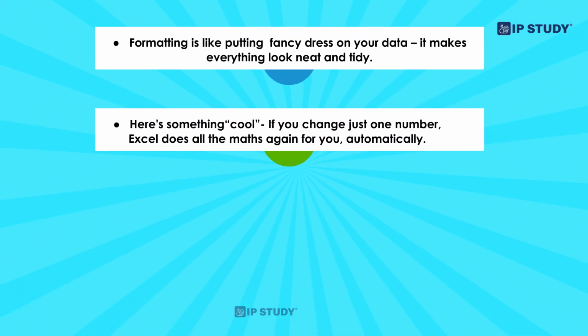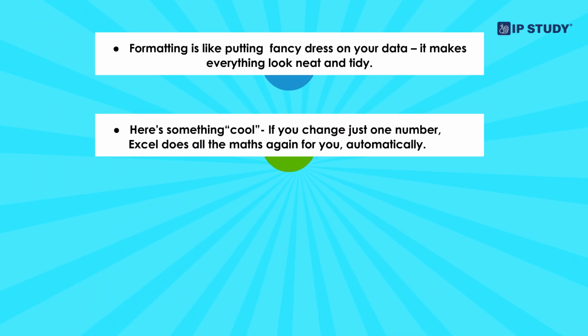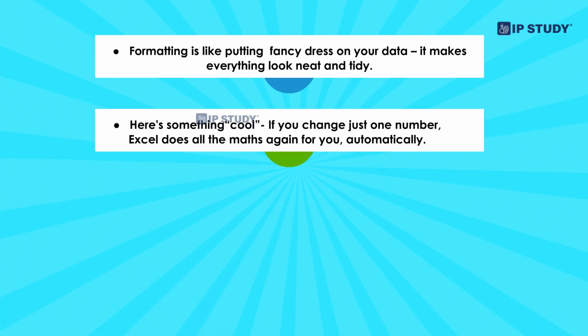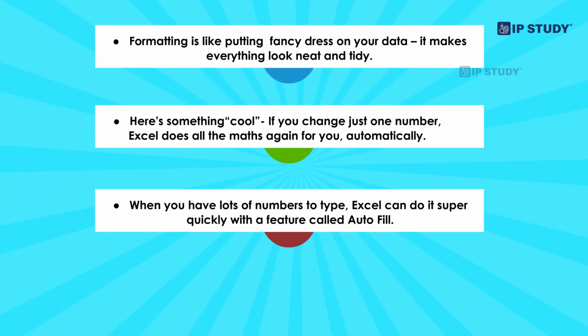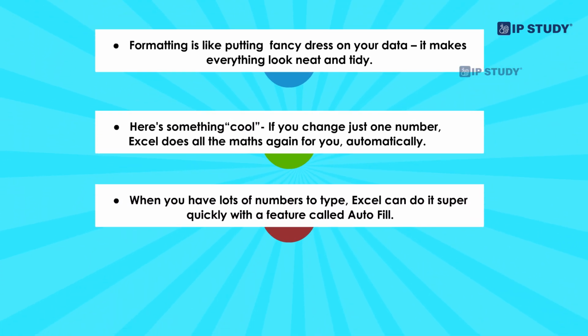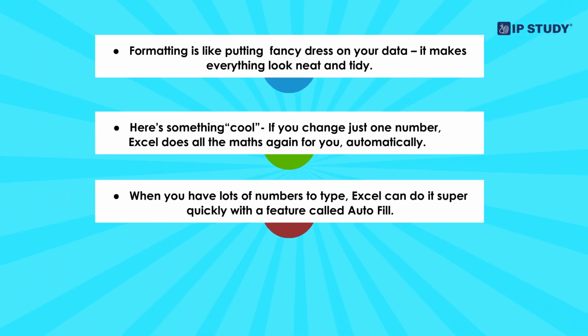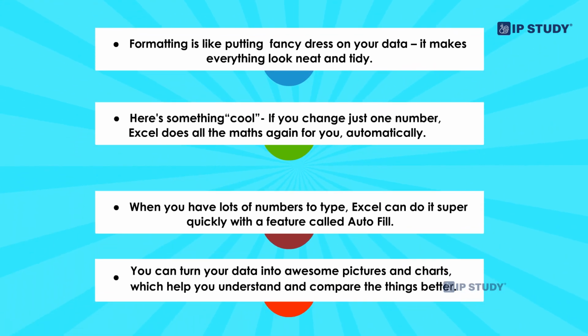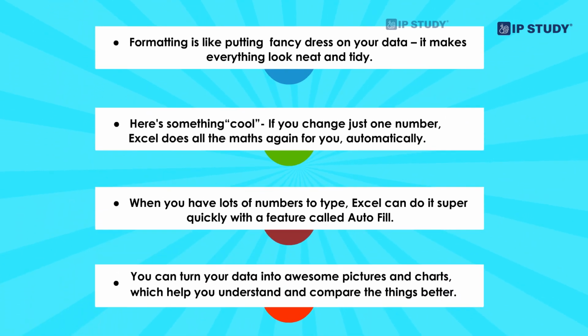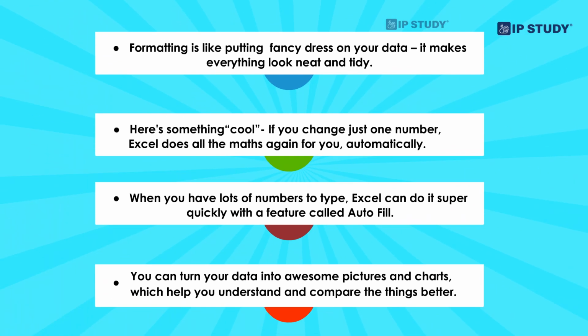Here's something cool. If you change just one number, Excel does all the math again for you, automatically. When you have lots of numbers to type, Excel can do it super quickly with a feature called autofill. You can turn your data into awesome pictures and charts, which help you understand and compare things better.